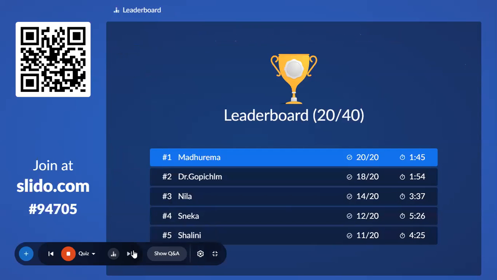Good going. Really appreciable, Madhurema, 20 on 20. Dr. Gopi, 18 on 20. Nila, 14 on 20. Sneka, 12 on 20. Shalini, 11 on 20. What happened to Sneka and Shalini? I don't know.